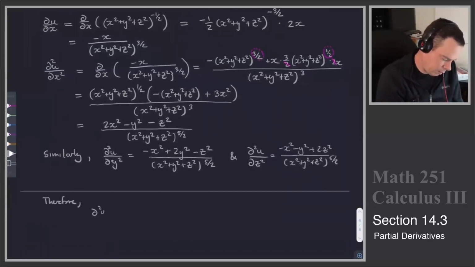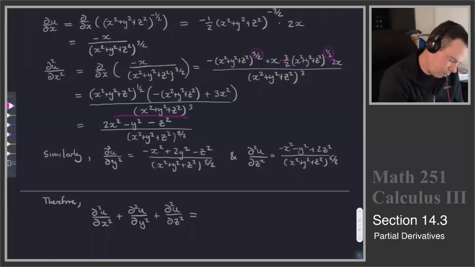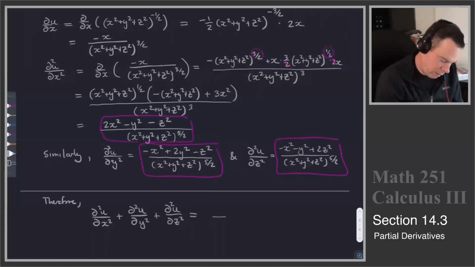So when I take the second derivative with respect to x, plus the second derivative with respect to y, plus the second derivative with respect to z, what am I adding up? I'm adding up this and this and this. And so what do we get? We get the same denominator for all of them: x squared plus y squared plus z squared to the 5/2.